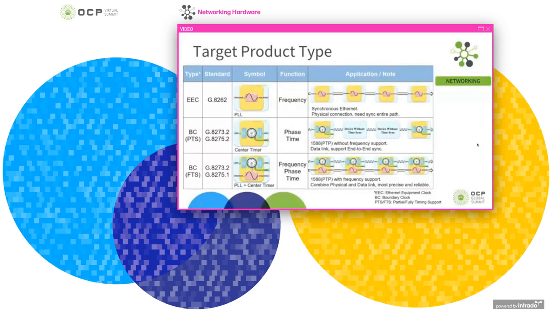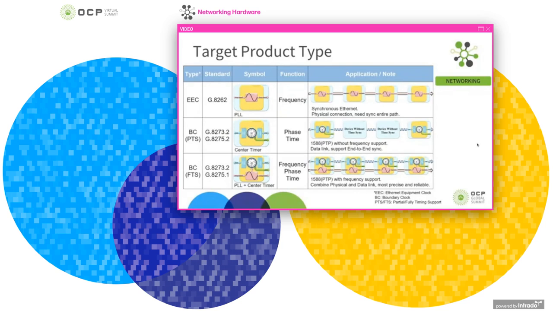Our target product types are these three. The first one is the EEC clock, Ethernet Equipment Clock, also known as SyncE. It has a PLL inside in order to reproduce the frequency from the source. So in the application, it must be cascaded with a frequency source and pass to the next level that needs the frequency sync. And the other two are boundary clocks.